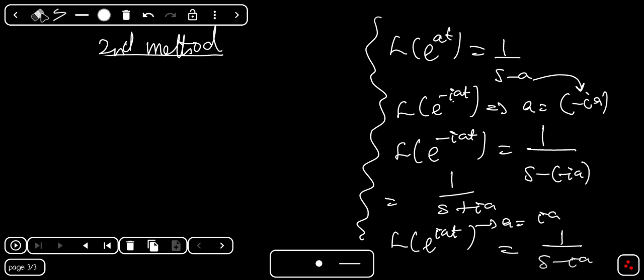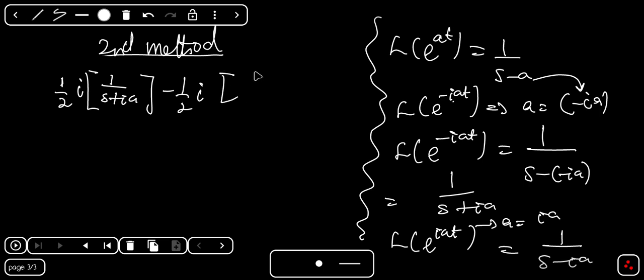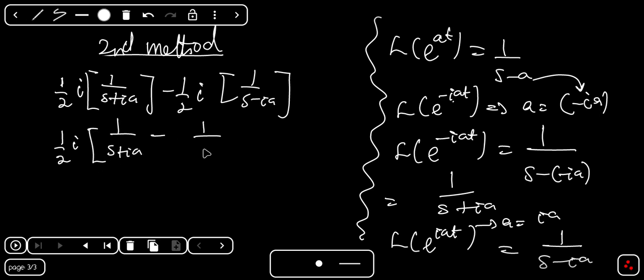Okay guys, now moving on. So we are going to have 1 over 2i, multiplied by the Laplace transform of e raised to the power of minus iat, which is 1 over s plus ia, then minus 1 over 2i, then the Laplace transform of e raised to the power of iat, which is 1 over s minus ia. We can see that 1 over 2i is common here, so we can factor out 1 over 2i. If we factor it out, we are going to have 1 over 2i, then in the bracket 1 over s plus ia, then minus 1 over s minus ia.